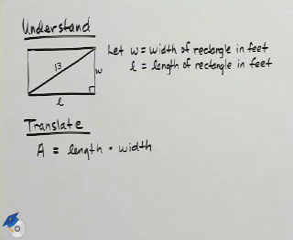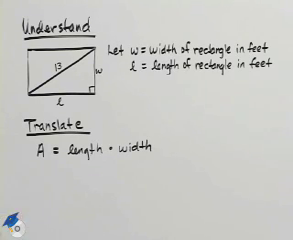The bed of the truck is in the shape of a rectangle, so we'll let W equal the width of the rectangle in feet, and L equal the length of the rectangle in feet. Our next step is to translate the problem, in other words, write an equation or equations that will help us solve for the length and the width.